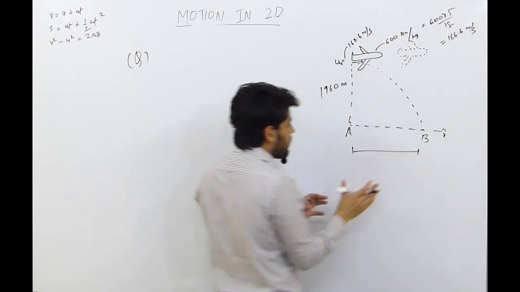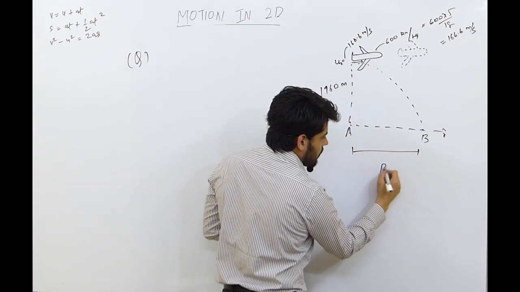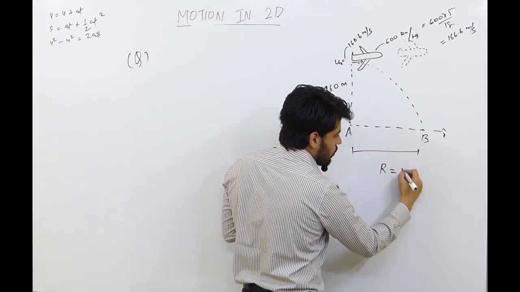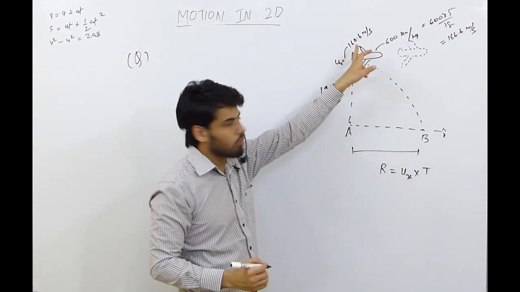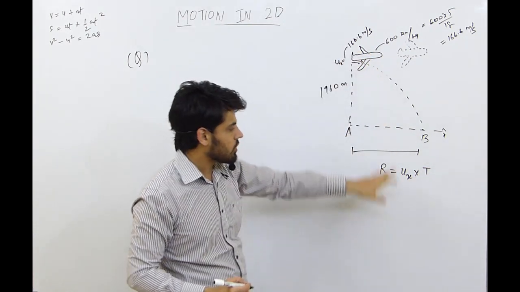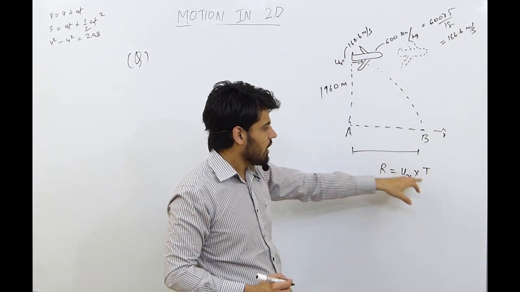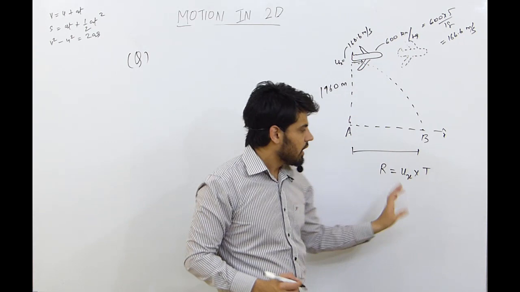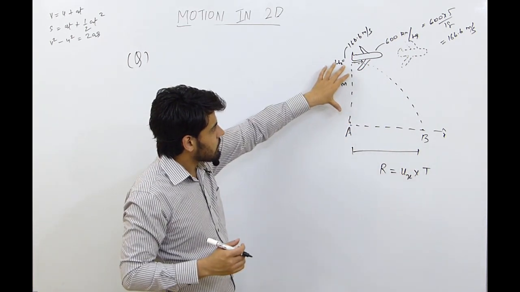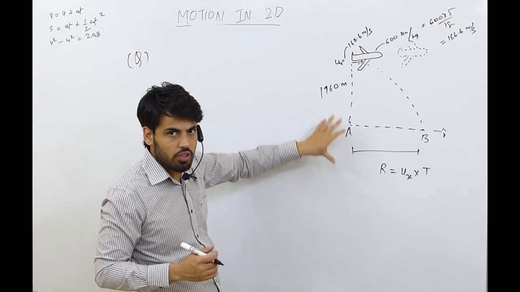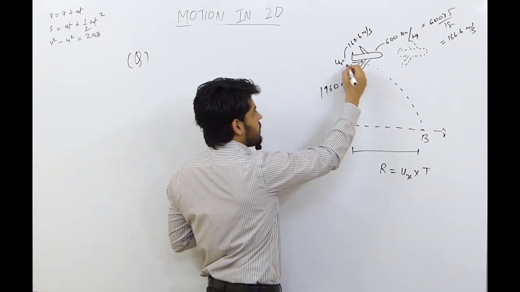We just have to find this range. To find this range, we must know that range is equal to ux into time taken. So ux, you must know, is 166.6. We only need the total time taken from this point to this point, then the range AB can be calculated. So how do we calculate this total time? We will consider the total height in the equation.